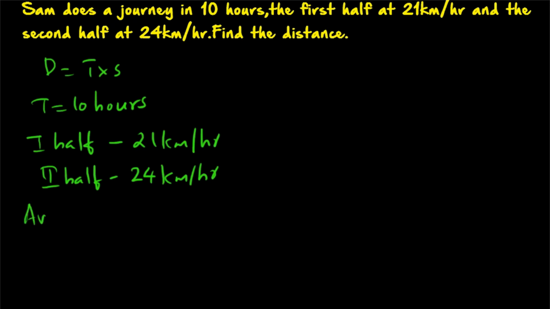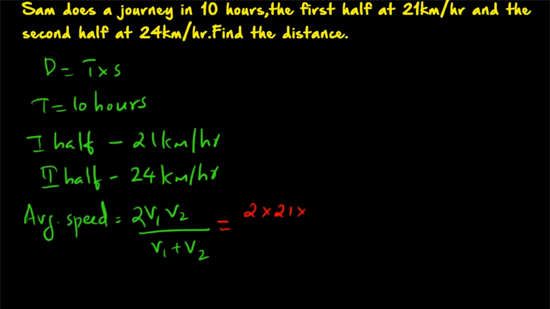So what is the average speed? Average speed is equal to 2v1v2 divided by v1 plus v2. So that is the formula for average speed when the distance covered is same. Here also it is given first half and second half. So the distance covered are same. So you can easily find out the average speed by using our shortcut formula 2v1v2 divided by v1 plus v2. So 2 into 21 into 24 divided by 24 plus 21, which is 45.